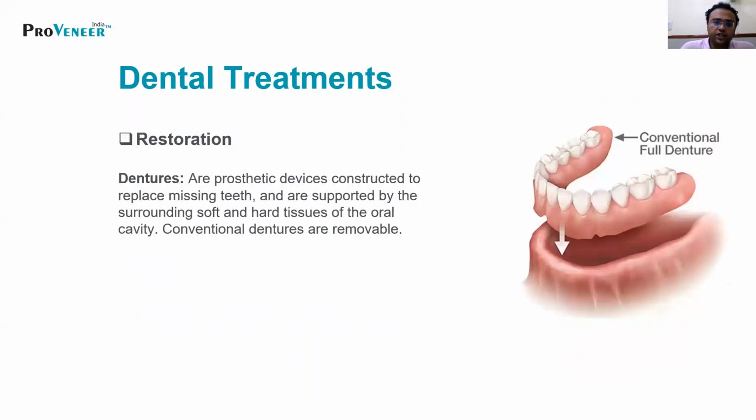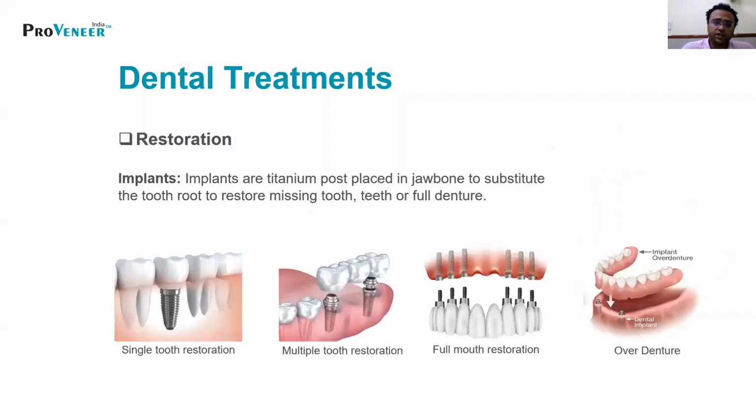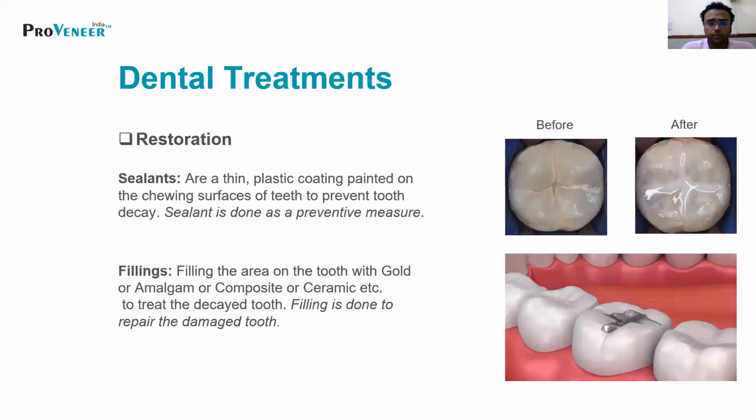Then come the dentures. Dentures are prosthetic devices constructed to replace missing teeth. They can be used to replace maxillary teeth and mandibular teeth. Conventional dentures are usually removable. Dentures can be overdentures or implant supported dentures, so there are different kinds of dentures. Then come dental implants. Dental implants are titanium screws placed into the bone which help in replacing missing teeth, from one tooth to multiple teeth to the whole dentition.